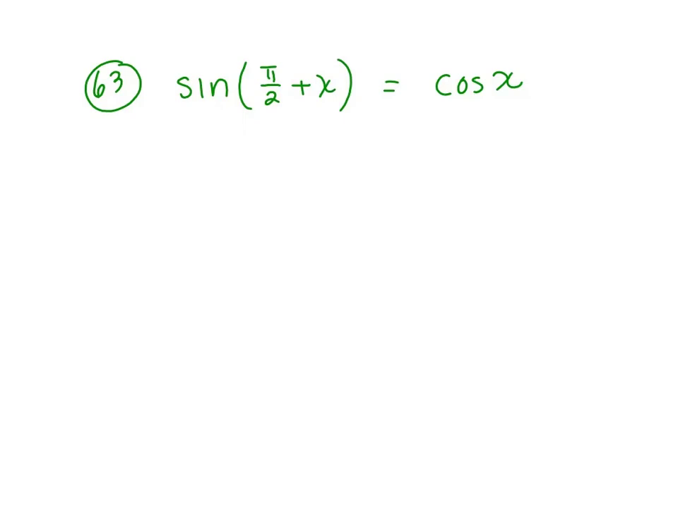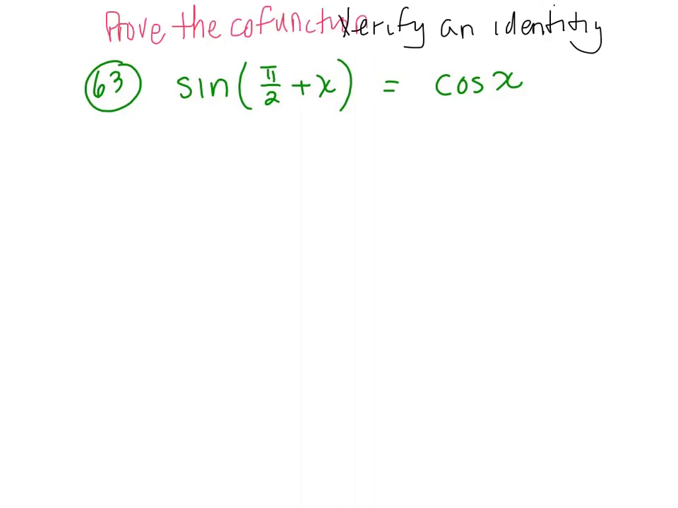This is proving an identity problem. So this is one where we're going to verify an identity. That's what we called it in the last section. Verify an identity. Okay, so what we have here is something that looks very similar to the cofunction, right? Except that it's pi over 2 plus x. So I'm going to write this.